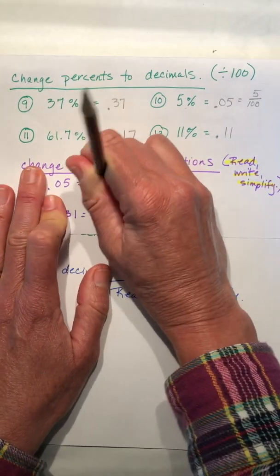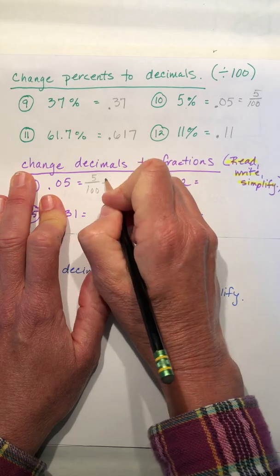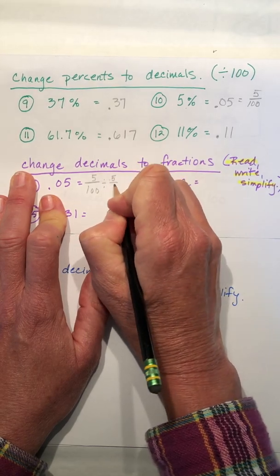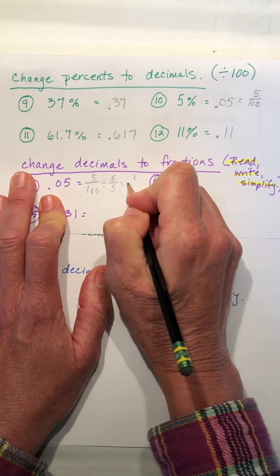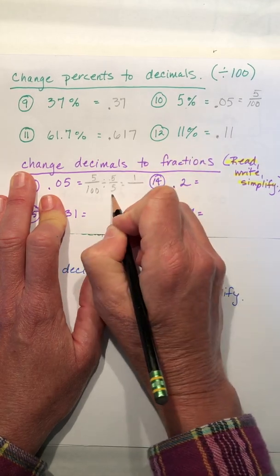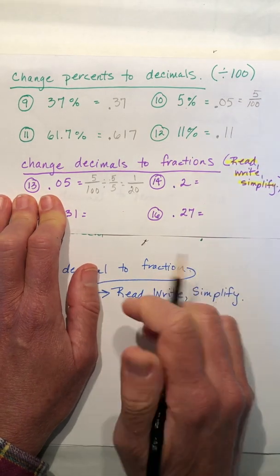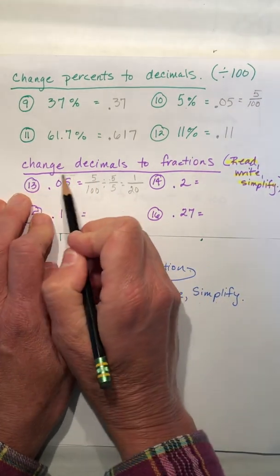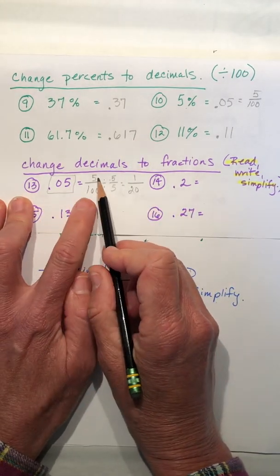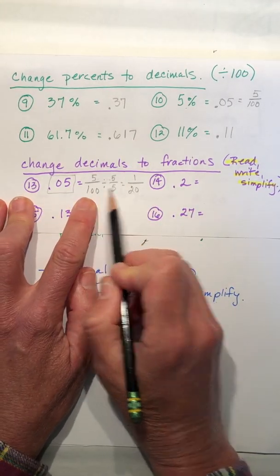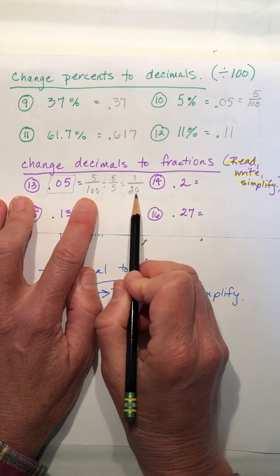So to simplify this, I'm going to divide top and bottom by 5. 5 divided by 5 is 1. 100 divided by 5 is 20. So I take a decimal of 0.05. I read it out loud and I wrote what I heard myself say. So I read it, I wrote it, and then I simplified it.